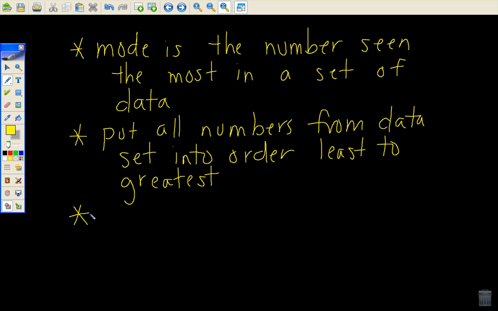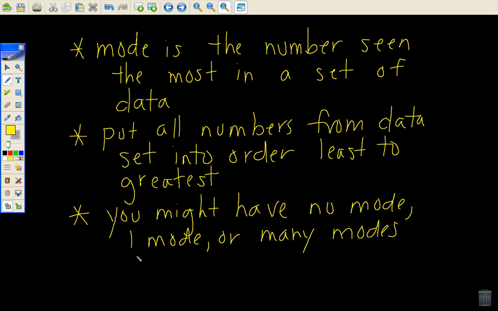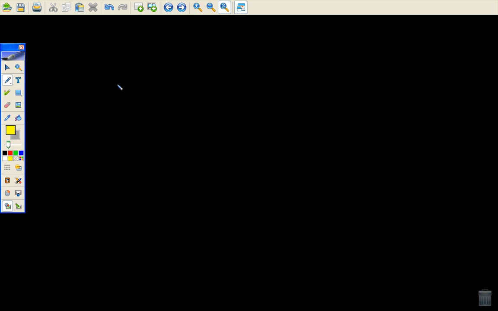Now there's something else to know about mode is that sometimes you will see one mode, sometimes you might not see any mode at all, and sometimes you might see 2, 3, 4, 10 modes. It just depends on the data set. We'll be looking at a couple of data sets so that you can see the different scenarios in which there would be no mode, one mode, or many modes.